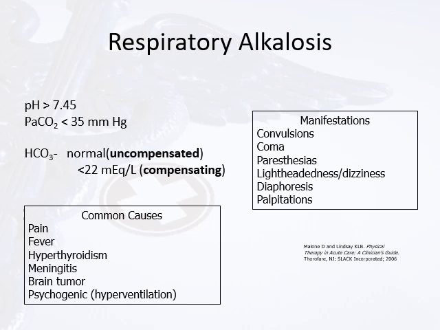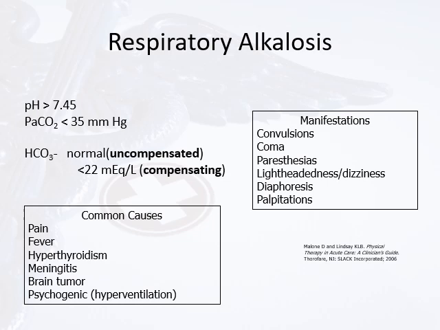The opposite of respiratory acidosis is what we tend to find in disorders that cause patients to hypoventilate. In this case, we're looking at relative pulmonary hyperventilation. So in respiratory alkalosis, too much base, we've got a pH of greater than 7.45 and a PaCO2 of less than 35 millimeters of mercury, with a normal bicarb level if we have not seen kidney compensation, or a bicarb level of less than 22 milliequivalents per liter if the kidneys are starting to compensate.